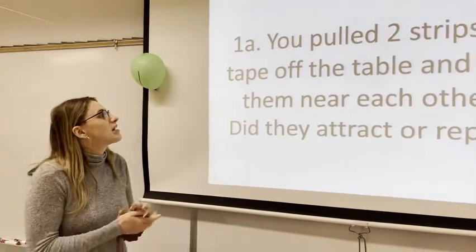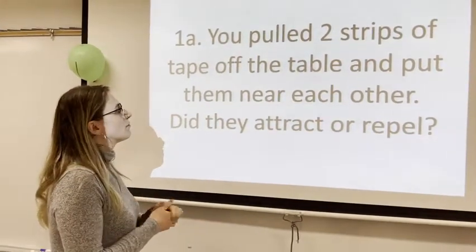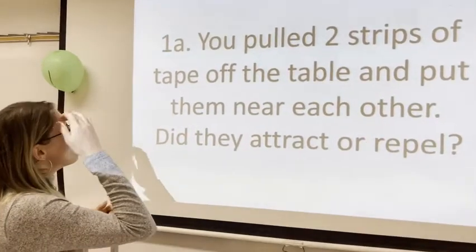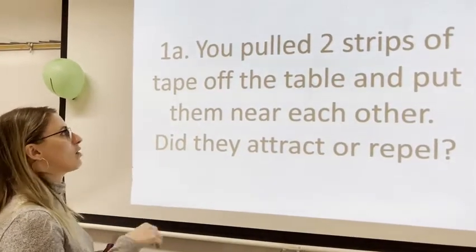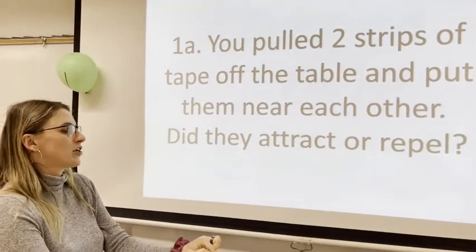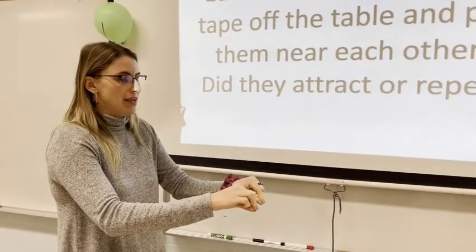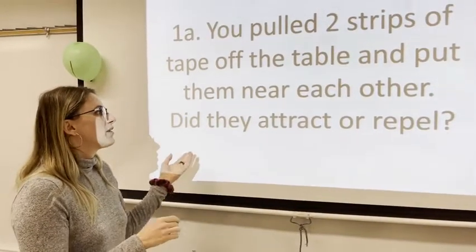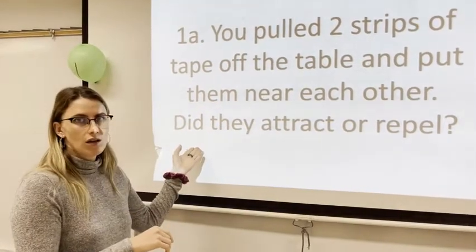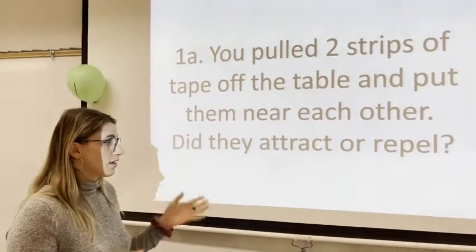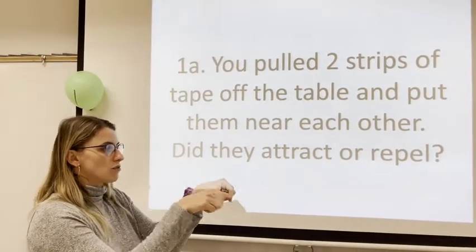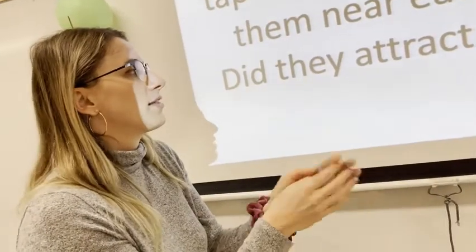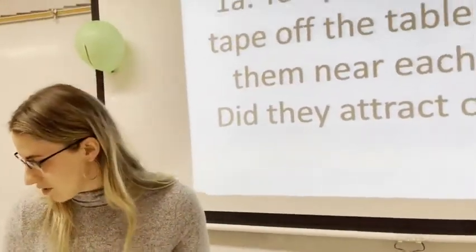Let's talk about what we did here. So for the first trial, part one of the procedure, first paragraph: you pulled two strips of the tape off the table and put them near each other. Now we were doing the same thing, right? We both ripped them off, same situation. And so what did we observe here? Did they attract or repel? They repelled. We did the same exact thing. We had the same situation, and so those pieces of tape had the same charges on them. And so we know that the same things are going to repel, and so that's what we saw there.